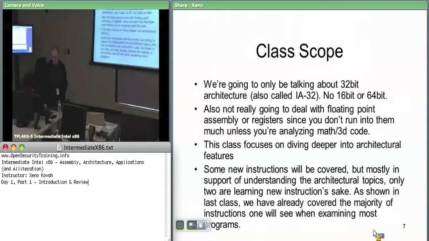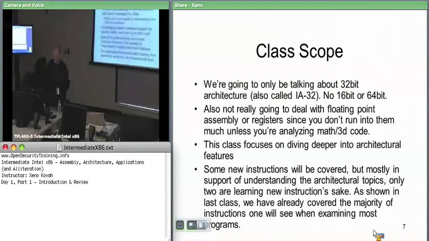Unlike the intro class where the point was to get you the basic instructions so that if you read small snippets of assembly, you're comfortable with them, this one is going to focus more on the underlying architectural issues that could potentially have effects when you're analyzing things. There will be a few new instructions, but some of them are just thrown in because they are other things that you may see in the wild and it's relevant for you to know.